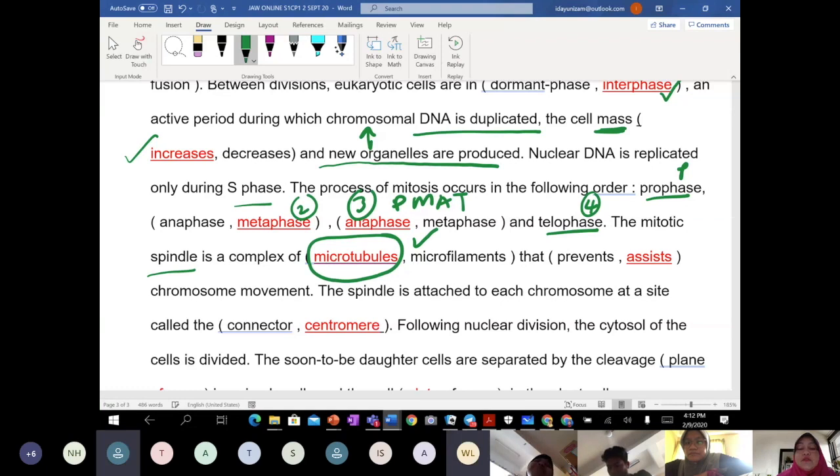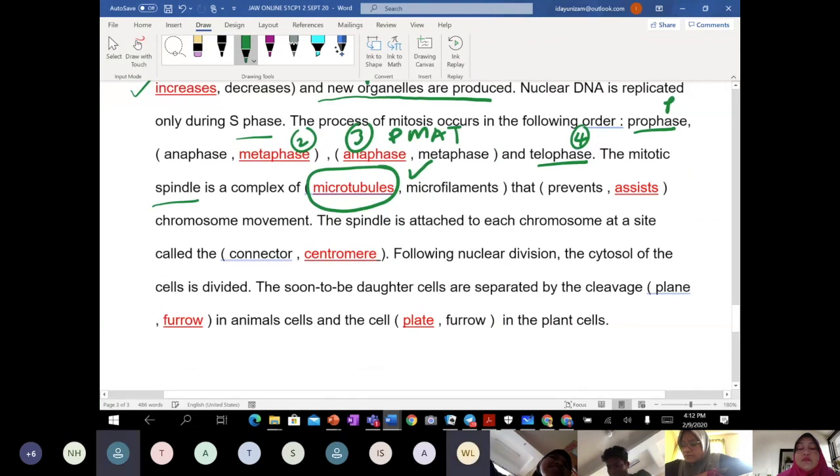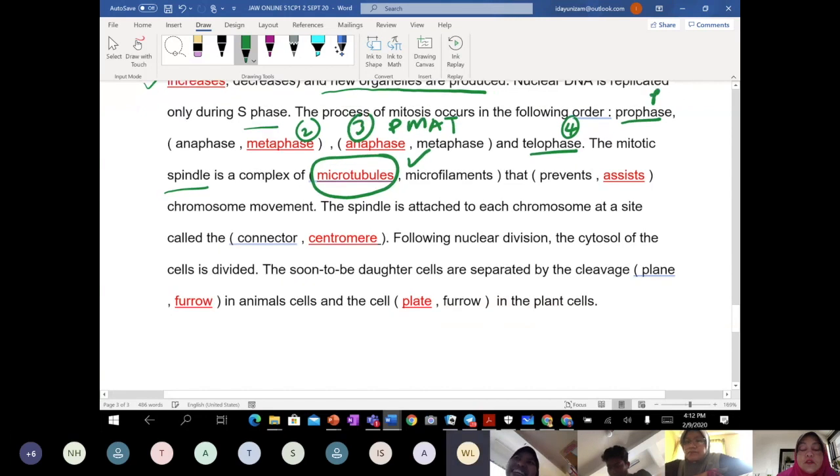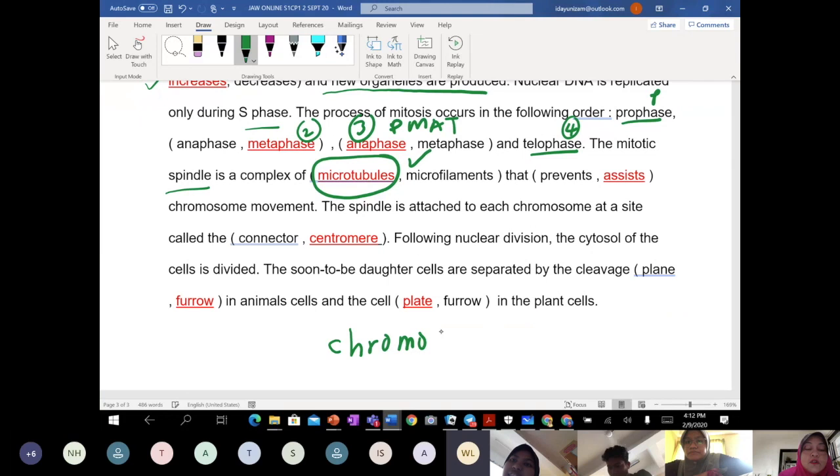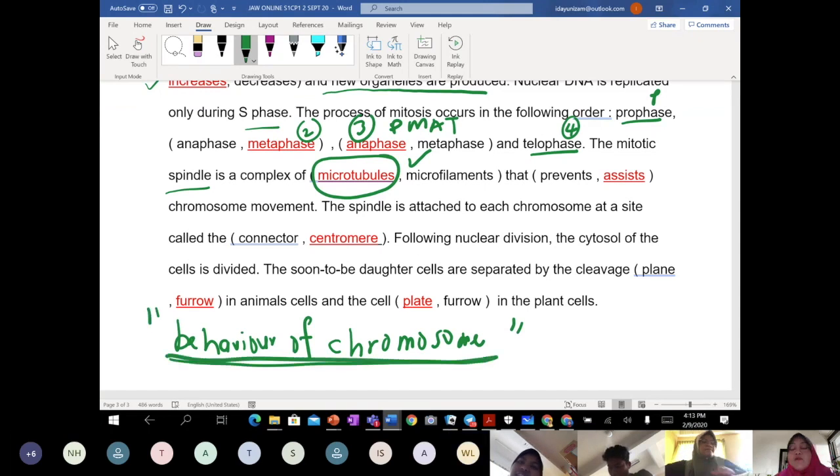Class, what we're going to learn in chapter 3 is the behavior of chromosomes. Chapter 3, we are going to observe this. Remember, class, in chapter 3 there is nothing else that you study or discuss. We are learning about the behavior of chromosomes.